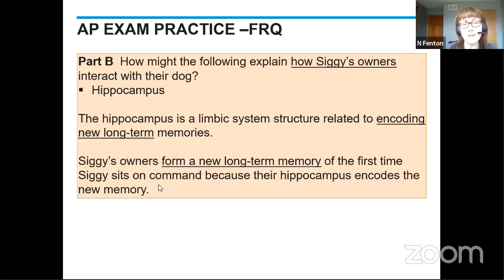Now, what you can't do is have memory retrieval, right? Or they remember this one time, you know, in the past when Siggy did something, because memory retrieval and storage, that's not really linked to the hippocampus.